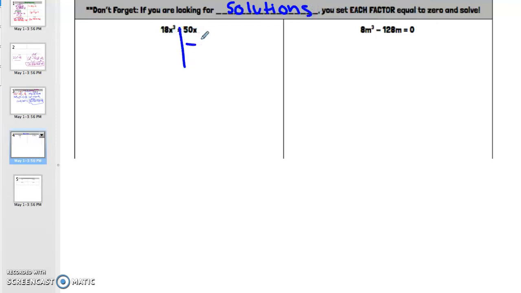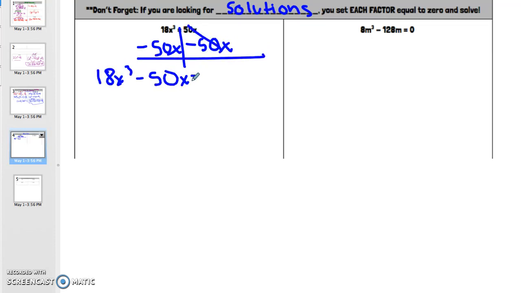So this first one, I've got to get everything on the same side of the equal sign. And when I do that, I will be left with 18x cubed minus 50x equals 0. First question is, what can I pull out of here?